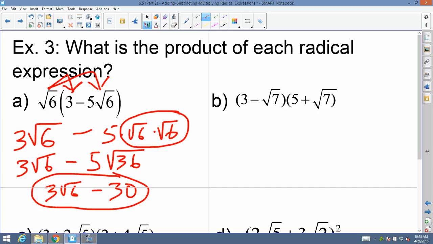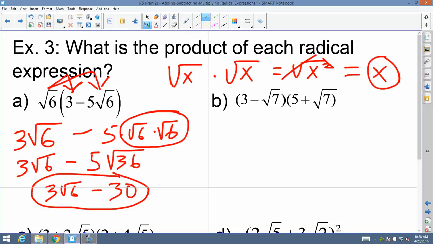However, whenever you have the square root of a radicand times the exact same square root of that radicand, that's going to equal the square root of x squared. You know by now that the square root cancels out the x squared, and it equals simply the radicand. So the square root of 7 times the square root of 7 is 7. Why? Because it really equals the square root of 49, which is 7.